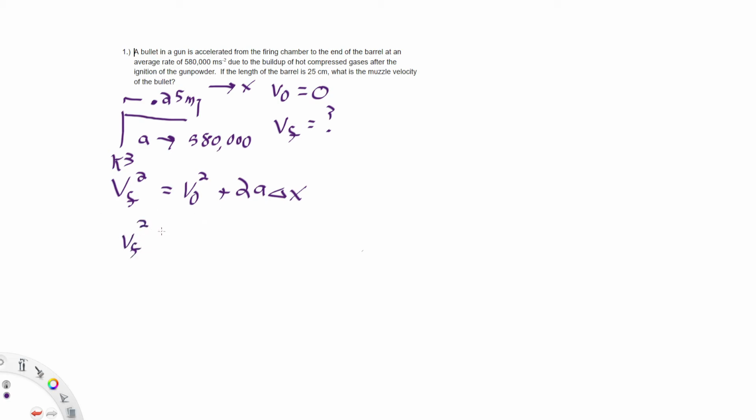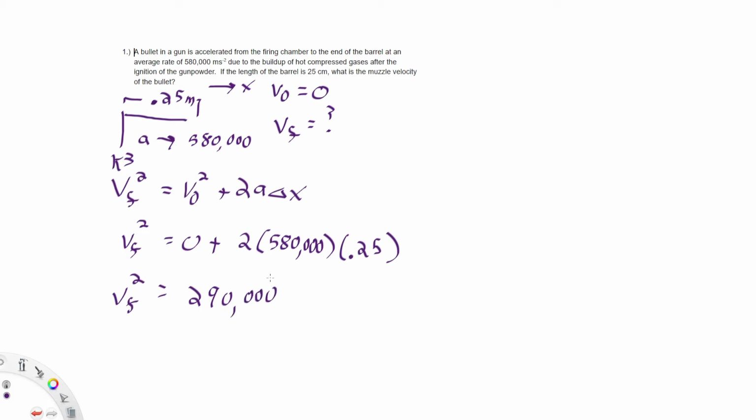All right, so v final squared is 0 plus 2 times 580,000 times 0.25. So final velocity squared is what? It's 2 times a quarter, so you get a half times 580,000. So that'll give you 290,000. And the square root of that is about 540.